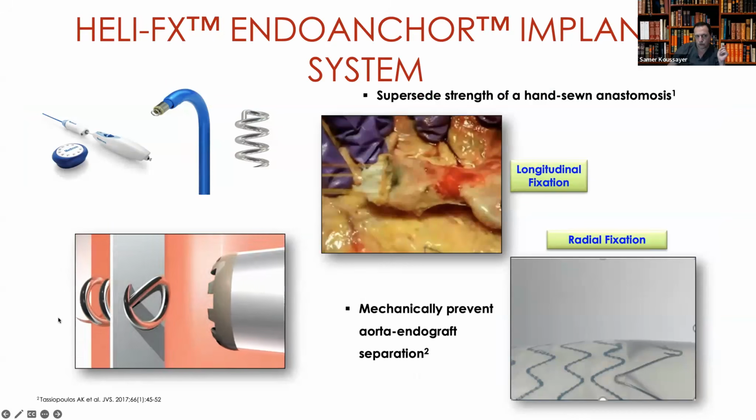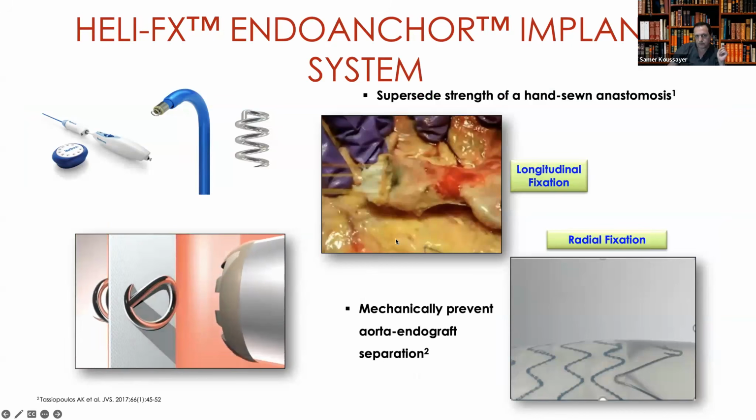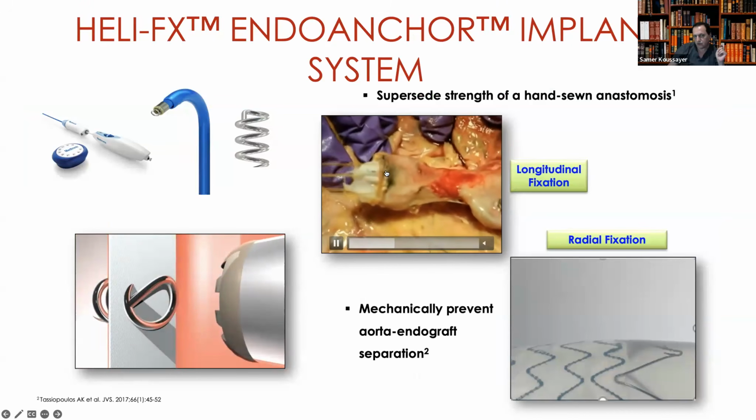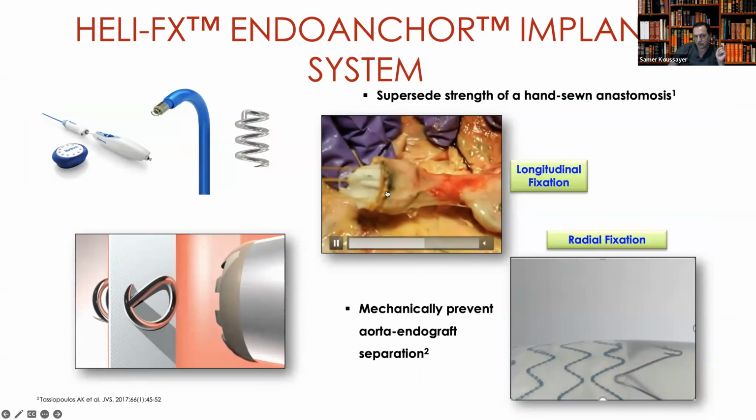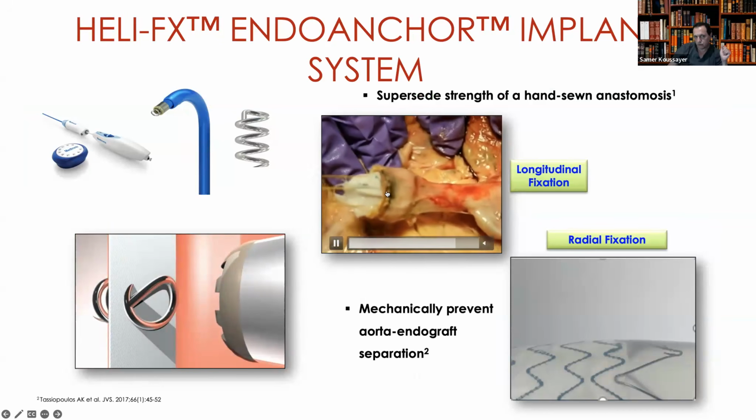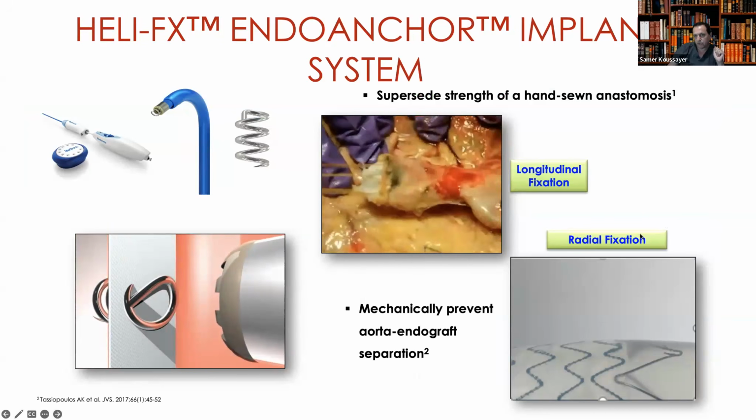And it only goes 2 millimeters inside the aorta. Look how strong it is here. This is them trying to pull it. You see how the strings give you a very good longitudinal fixation. This is the Endoanchor. See how it tries to pull. And most importantly, again, it gives you a radial fixation.